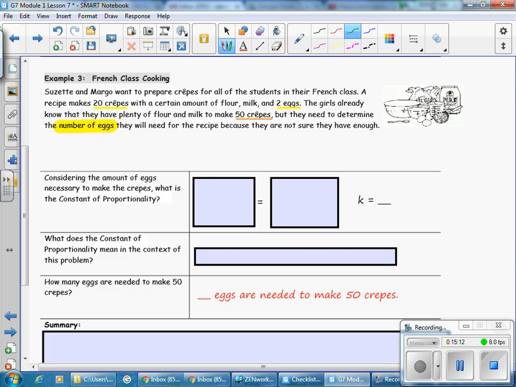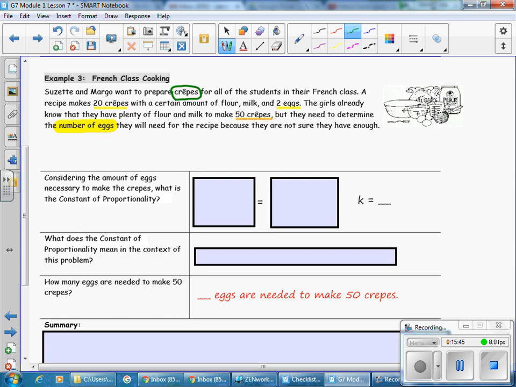Example 3, French class cooking. Suzette and Margot want to prepare crepes for all of the students in their French class. A recipe makes 20 crepes with a certain amount of flour, milk, and 2 eggs. So first let's explain what a crepe is. A crepe is a very thin pancake. The girls already know that they have plenty of flour and milk to make 50 crepes, but they need to determine the number of eggs they will need for the recipe because they are not sure if they have enough.